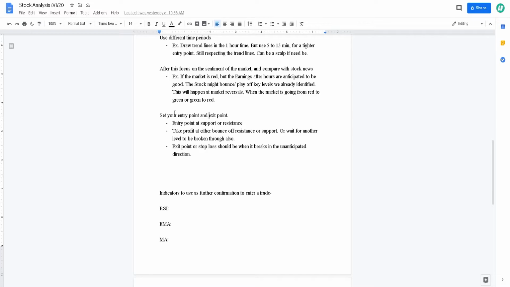Next, you have to have a game plan. This is one of the most important parts. Have your entry point and your exit point. Your entry point should be at either support or resistance, whether you are bullish or bearish. Take profit at either the bounce off resistance or support, or wait for another level to be broken through so that it can further confirm that you should stay in it.